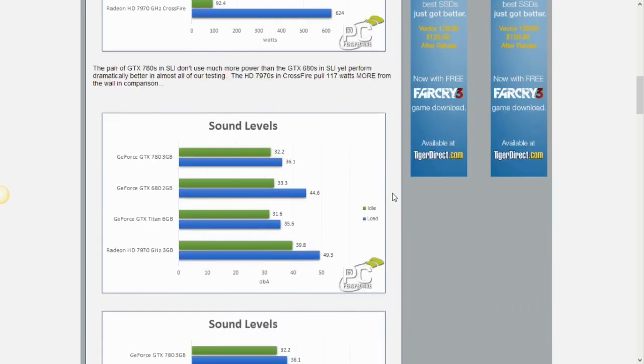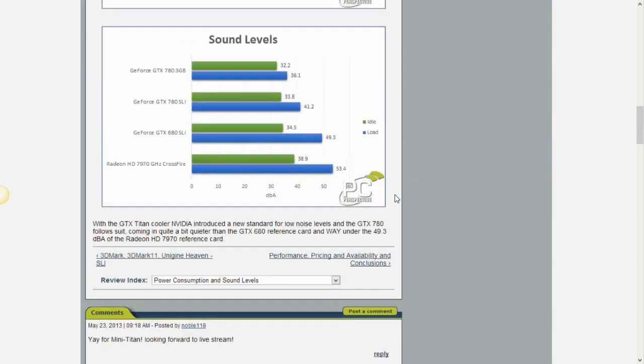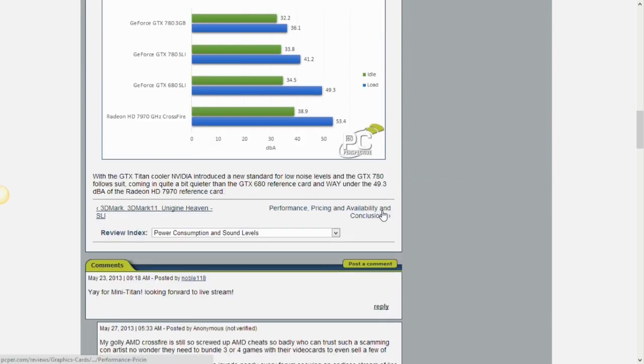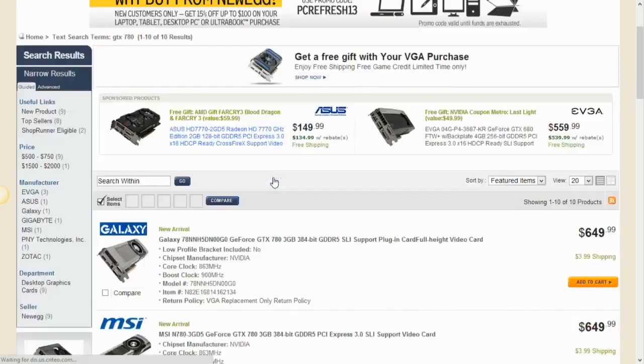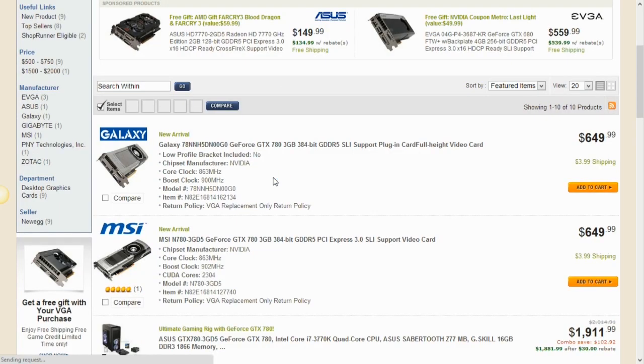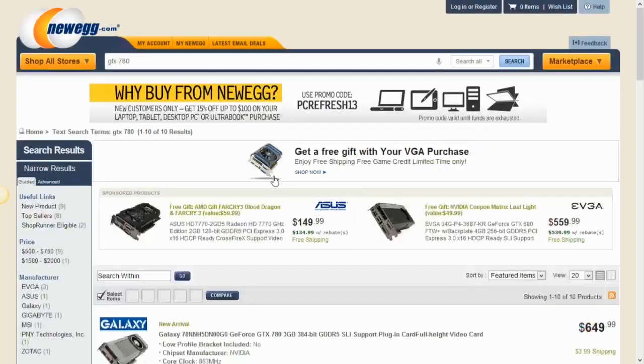Power consumption's good. SLI works great. Sound levels are good on this card, especially the reference design, because it's using the same cooler as the GTX Titan. It's pretty good, and it's readily available as of today. If I click through to this link, you can buy $649 GTX 780s.